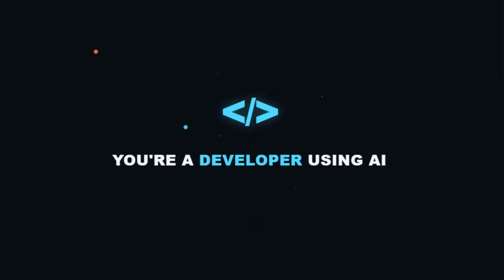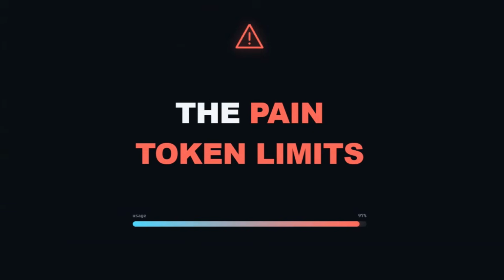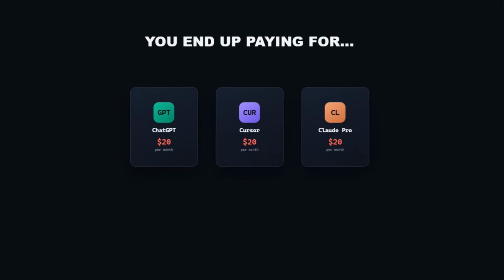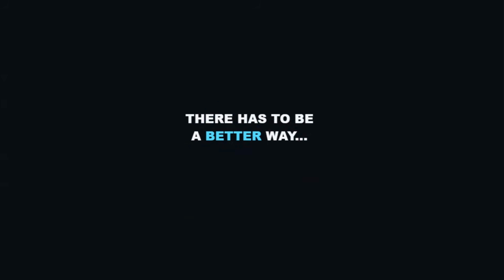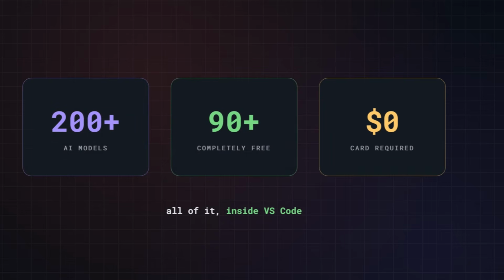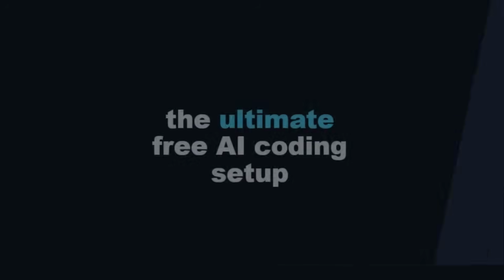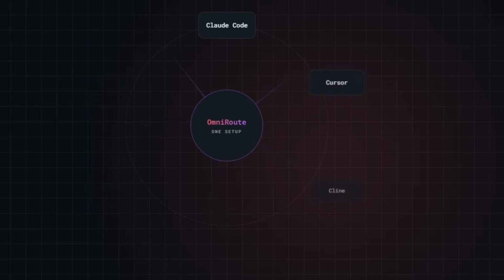If you are a developer using AI, then you might know the pain of token limits. You end up paying for ChatGPT, Cursor or Claude Pro and still get hit with their monthly API token limit. What if I told you that you can get unlimited AI coding directly inside VS Code, with access to over 200 AI models and 90 plus of them completely free, without giving out your credit card details? So it's the one and only ultimate free AI coding setup that you will need.